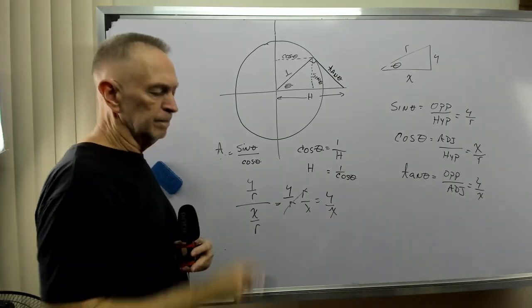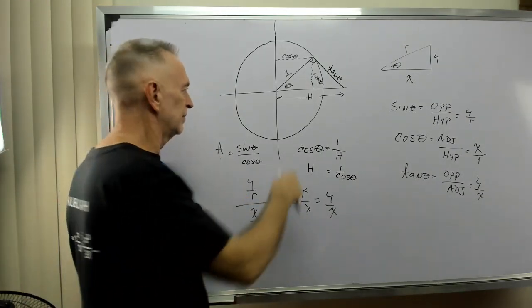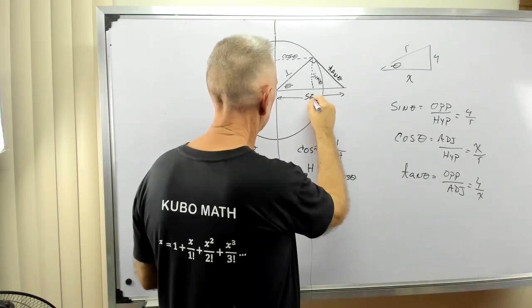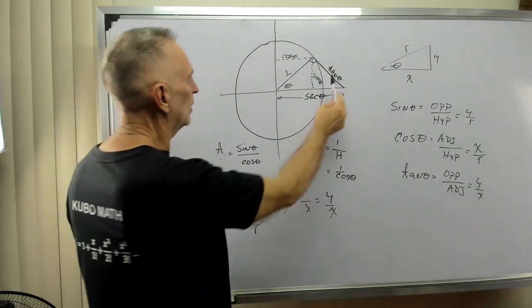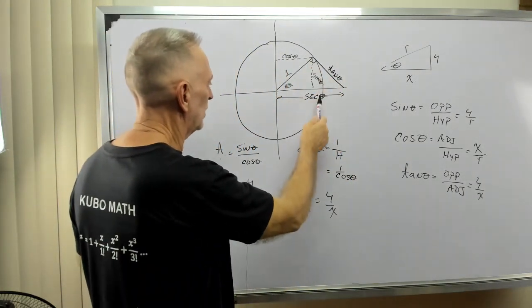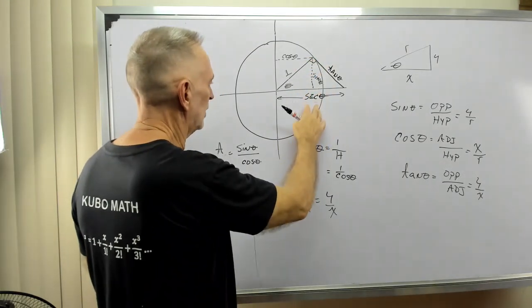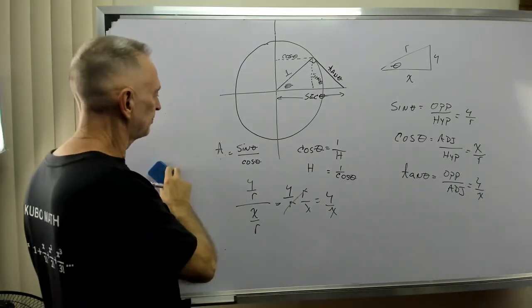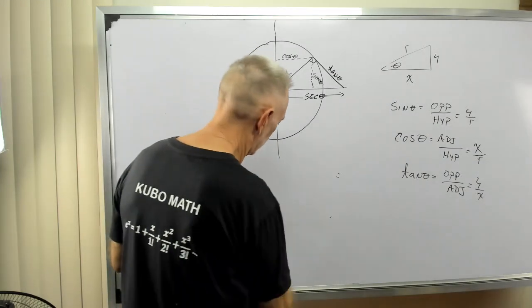What is 1 over cosine? Secant. So the length of this side is secant theta, which worked out well because tangent squared plus 1 squared is secant squared. So each side squared added together equals the square of the hypotenuse. Okay? So far, so good.